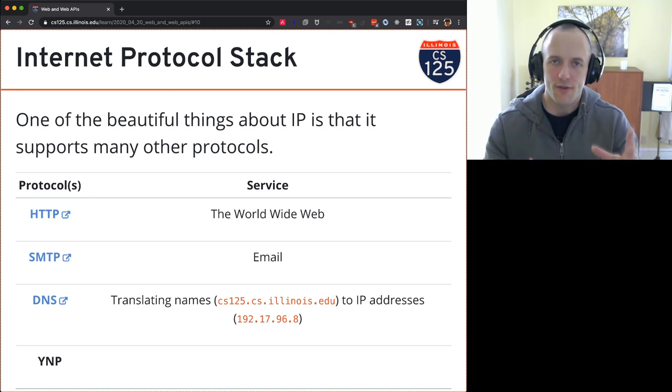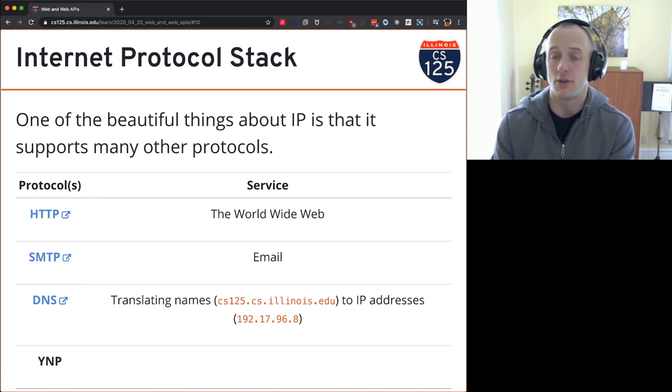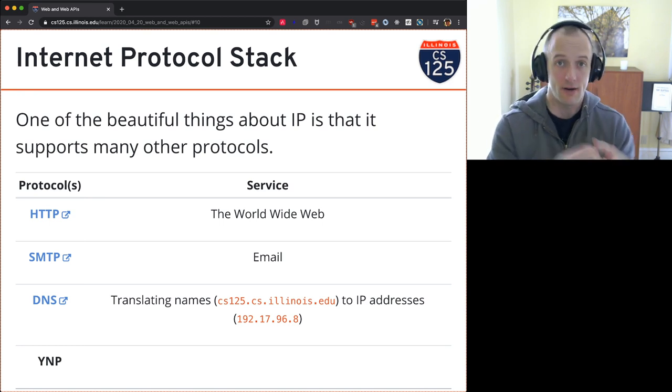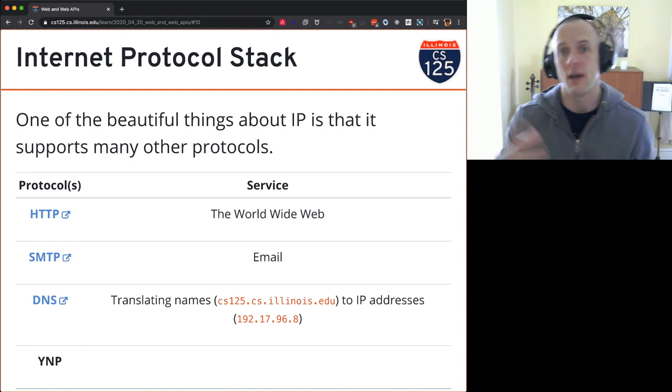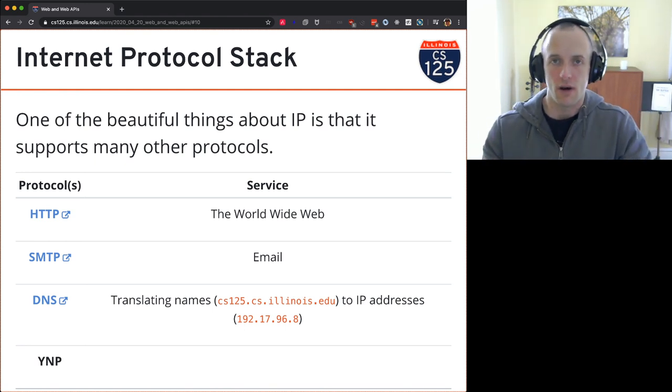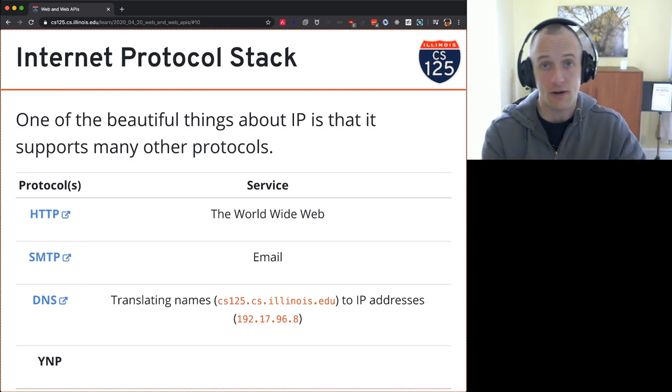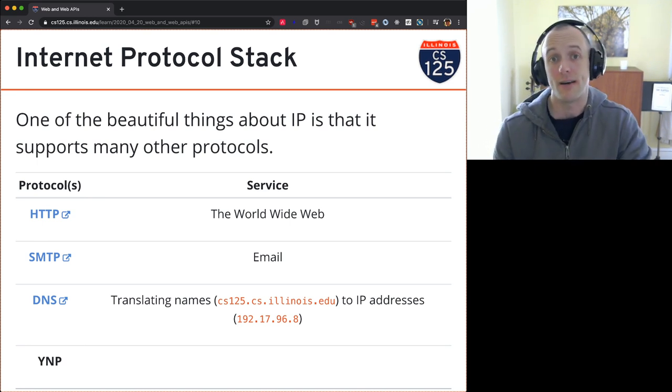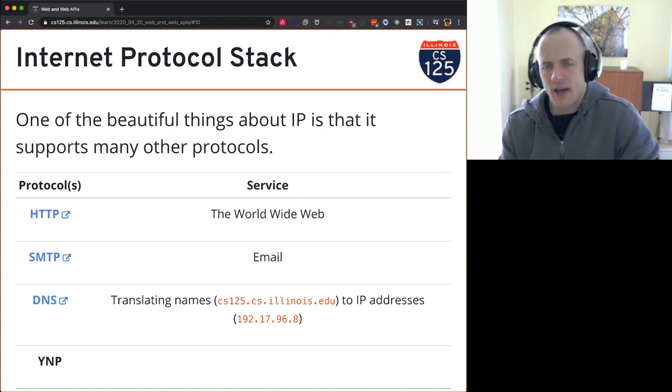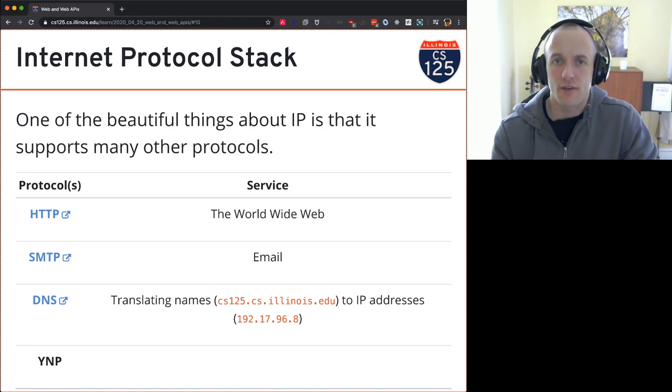But the internet gives anyone who wants to propose a new protocol the power to write a new protocol on top of this very simple internet protocol and begin to use that protocol across the internet. Now, it requires that there are two or more devices communicating with your protocol, but this can be done. There are quite a few more protocols that I haven't mentioned here, like BitTorrent, a file sharing protocol that runs across the internet.